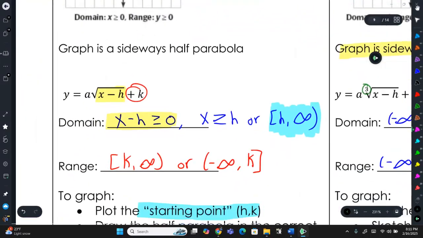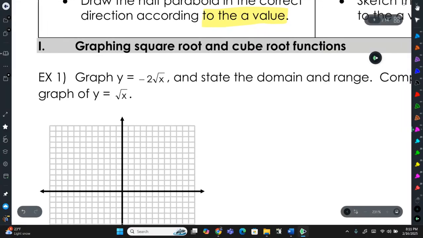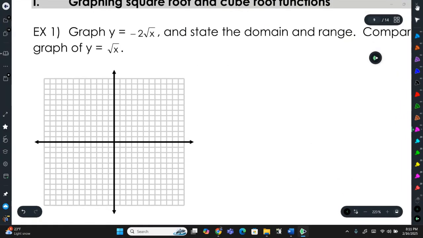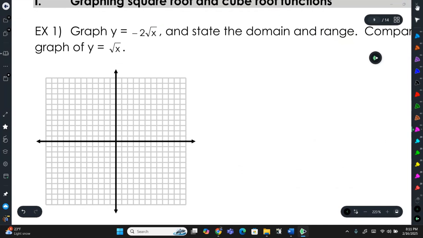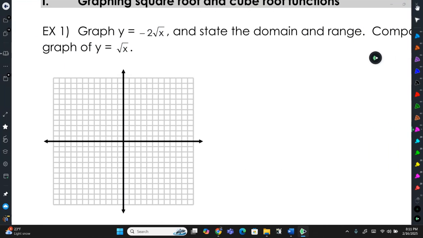Alright, so let's graph a few. We're going to graph y equals -2 square root of x, state the domain and range, and compare the graph with the graph of y equals the square root of x.